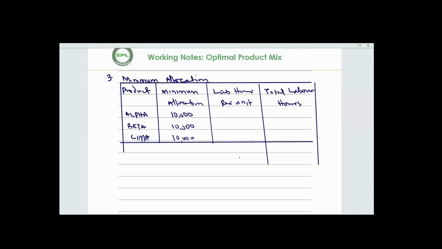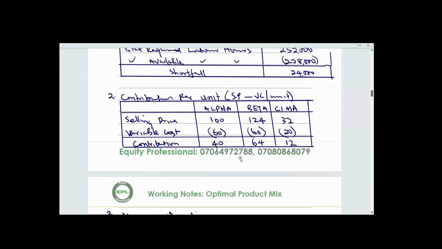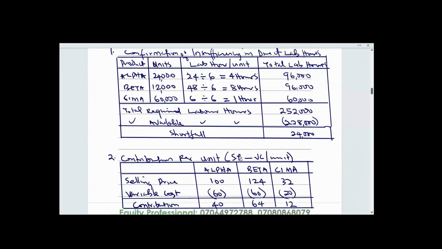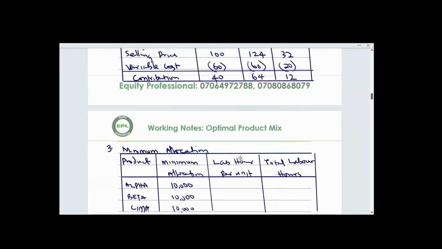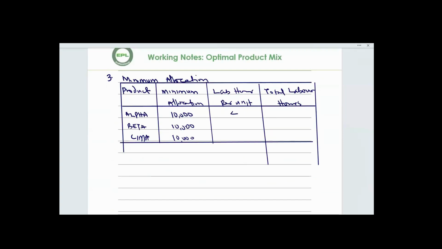So labor hour per unit, we have calculated in step 1. For alpha, labor hour per unit is 4. So 10,000 multiplied by 4 will give us 40,000 hours. Beta is 80,000 hours, sigma is 10,000 hours. When you add it up, that's 130,000 hours.